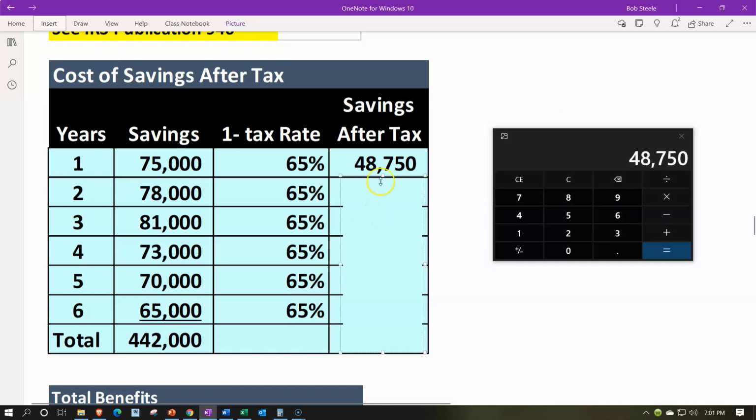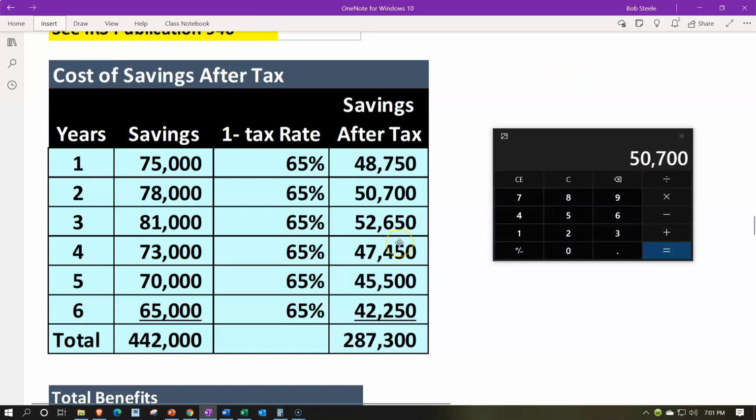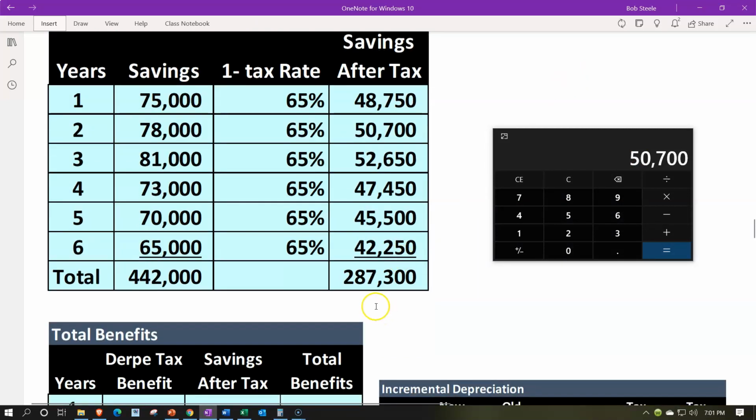So we're going to say on the cash inflow after taxes, 75,000 times the 0.65, 48,750. And did I say 75,000? Yeah, that's right. And then 78,000 times the 0.65 is going to be the 50,700, and so on and so forth. So that gives the 287,300.